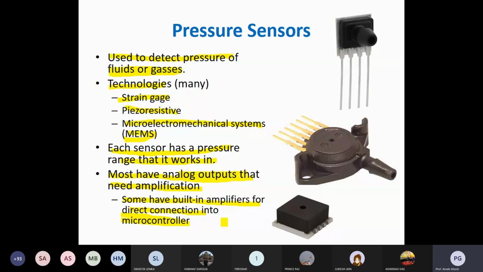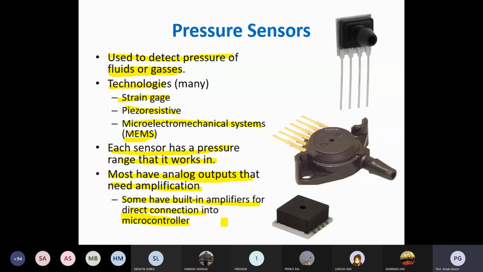Then, pressure sensor types: what are the defined pressure sensor types? Differential pressure means the difference between two or more pressures introduced as input to the sensing unit. Two inputs are there. Then absolute and gauge pressure.